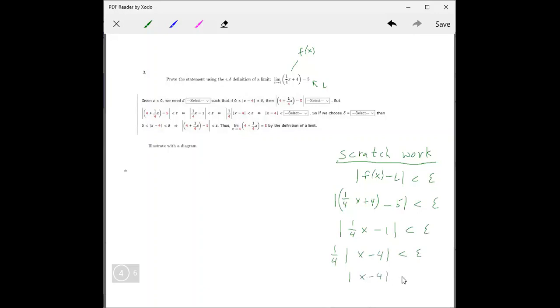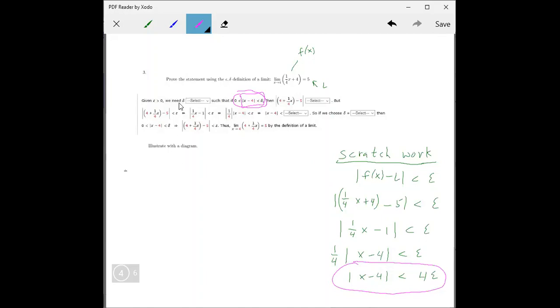And then multiply both sides by 4, I get 4 epsilon. So then, what this means is if you compare this one with this one, in particular this part right here, we have an absolute value of x minus 4 less than something.